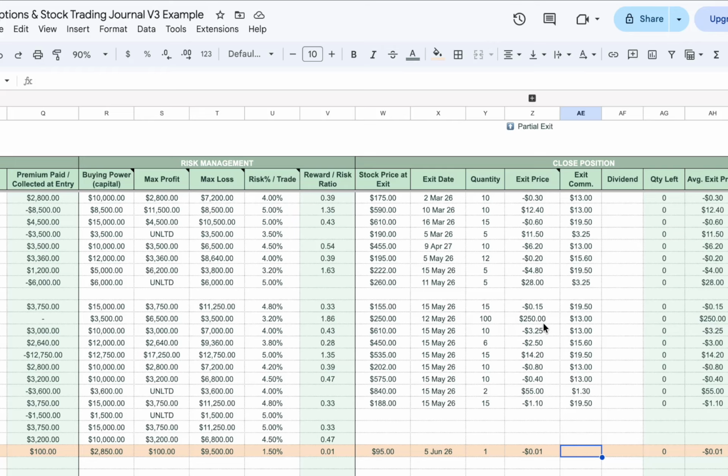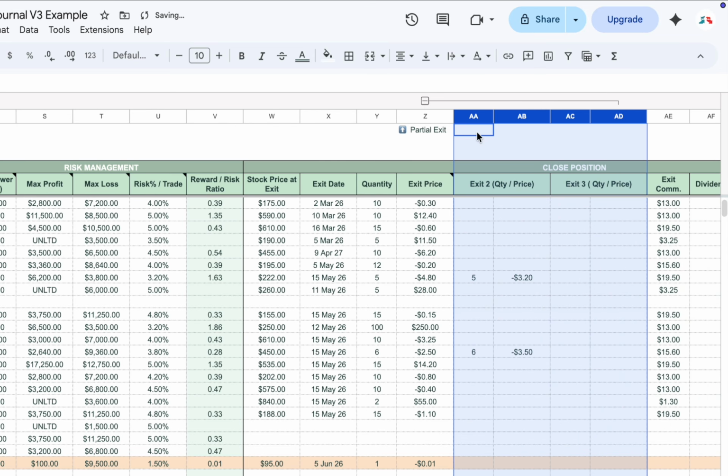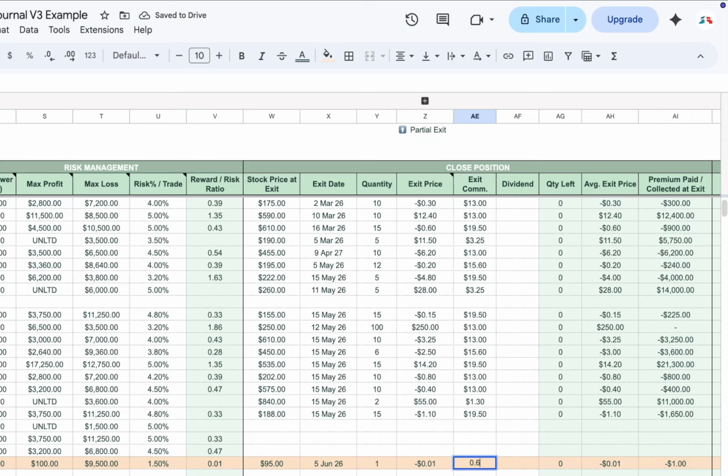If you scale out of a position, you can record up to 3 separate exit points. To access the additional exit fields, click the plus icon above column Z to unhide the second and third exit sections. Enter any commission paid at exit along with any dividends received while holding the shares.